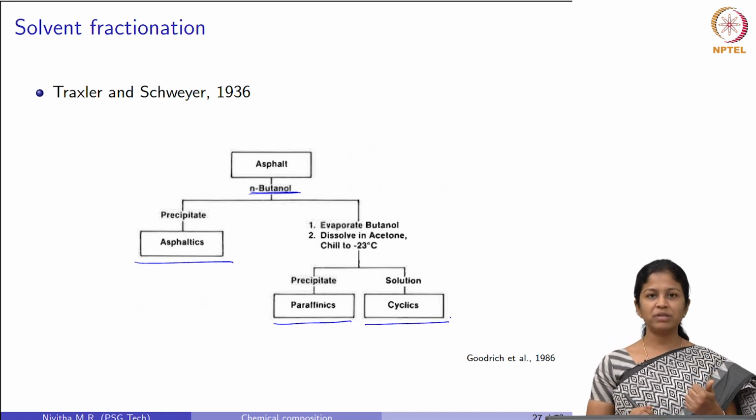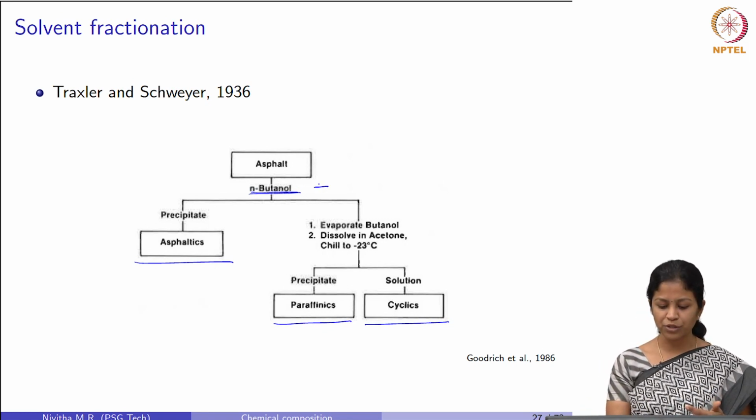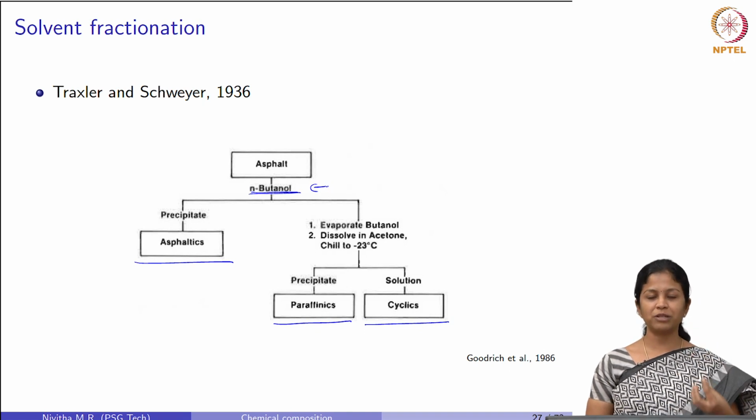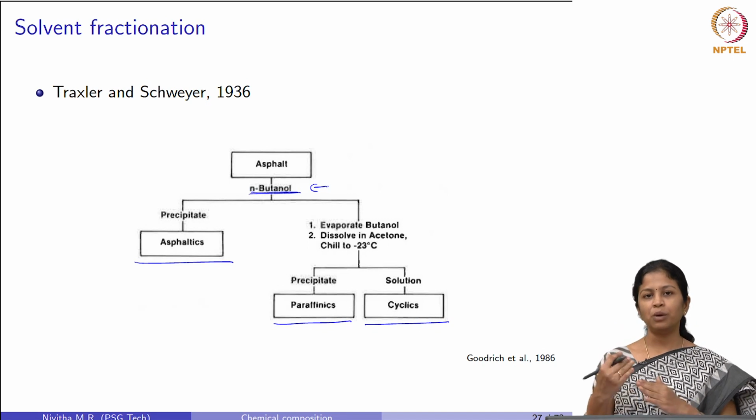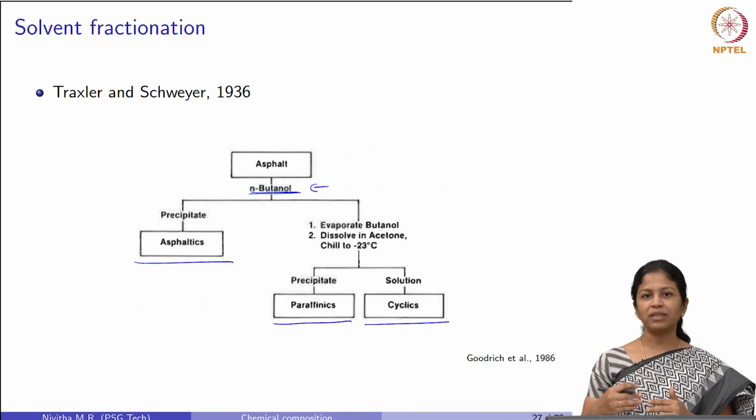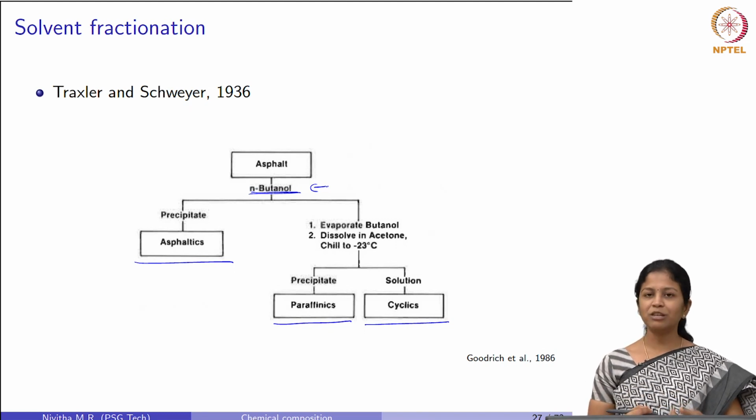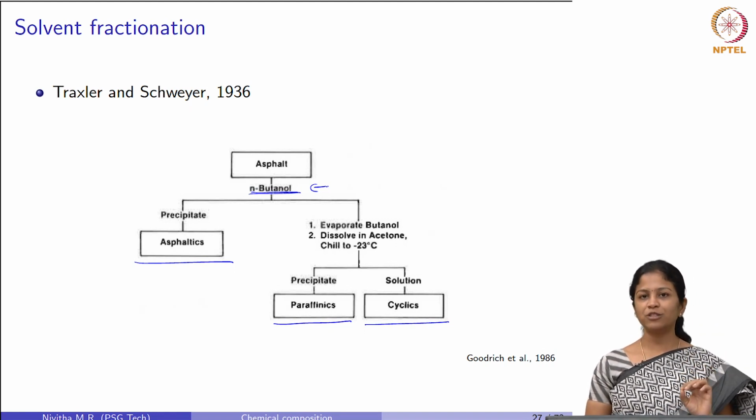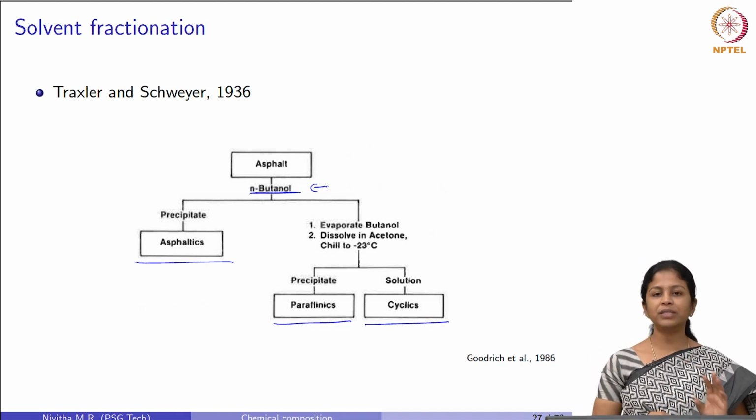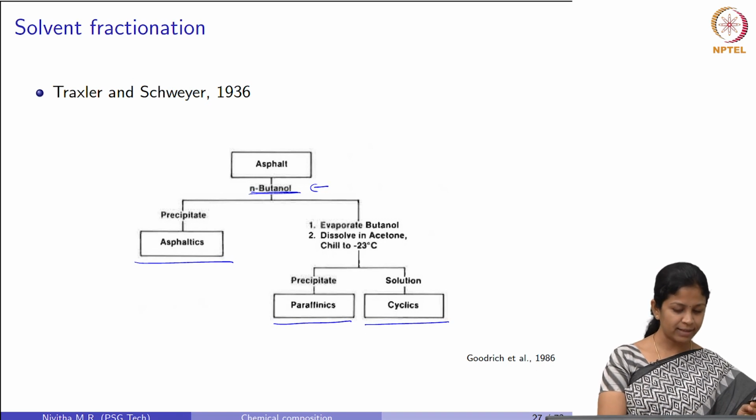So, we have a procedure where we dissolve bitumen in a solvent, N-butanol, and whatever is precipitated initially we call asphaltics. In the solution we evaporate the solvent, mix it with acetone and then chill it to minus 23 degrees Celsius. Whatever is precipitated in that case is called paraffinics and the remaining is called cyclics. So, we have three fractions based on this procedure. This was the initial procedure given by Traxler and Squier in the year 1936.